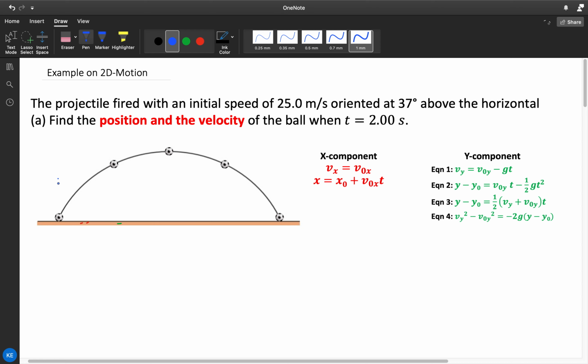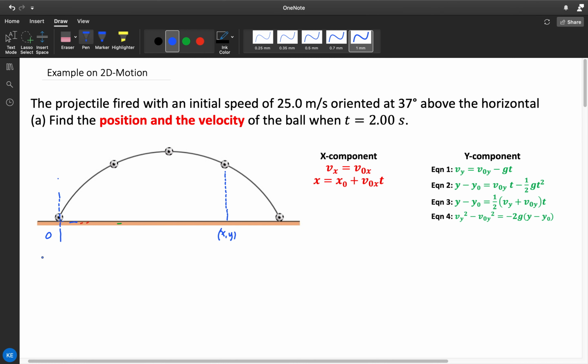Take note that here's the origin. So you're to find the position and the velocity of the ball when time is equal to 2 seconds. So here's the initial, and then the final. I'm not pretty sure if it has passed the maximum height or not. Okay, shall we say that it has passed the maximum height. So that means we're looking for its x and y positions.